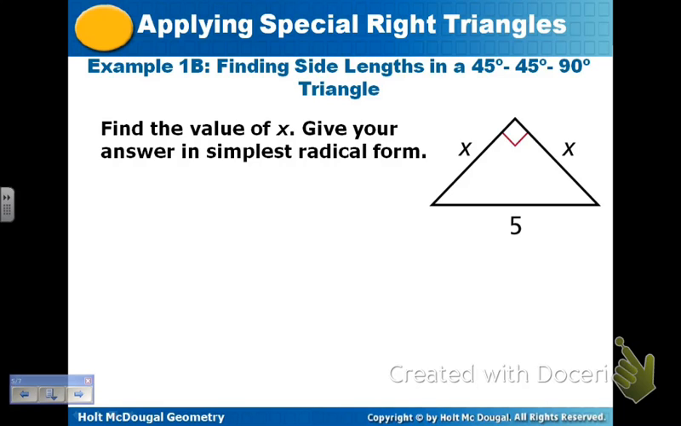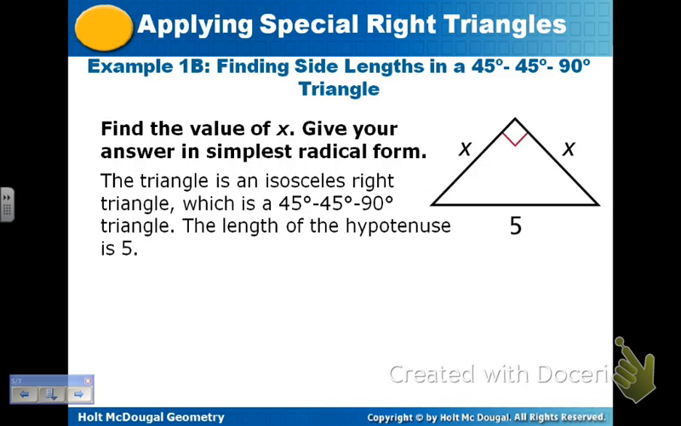All right, so let's see what we have here. We know that the hypotenuse is equal to a leg times the square root of 2. So we can set up a little equation for that. The hypotenuse 5 is equal to x, which is the leg, times the square root of 2. Well, to isolate x and get it by itself, we have to divide both sides by the square root of 2.